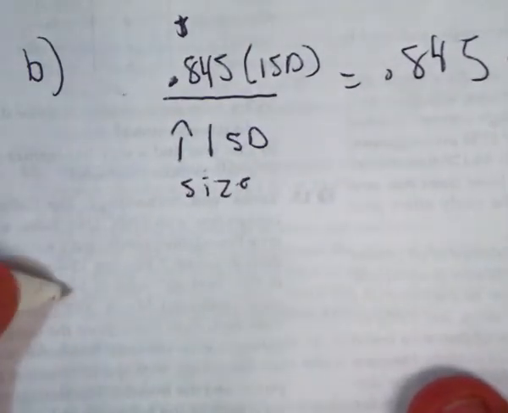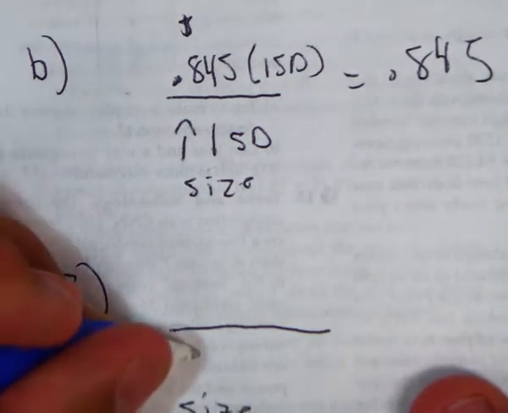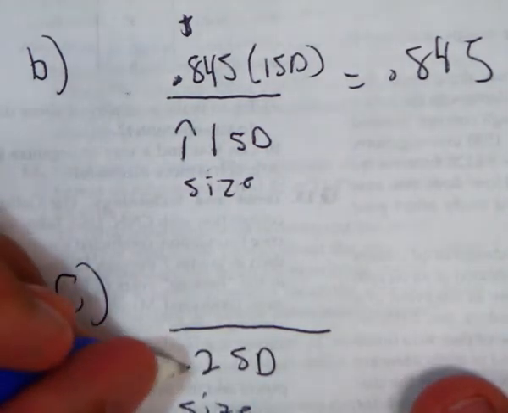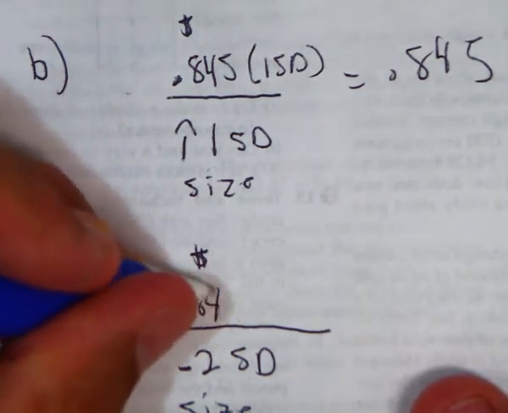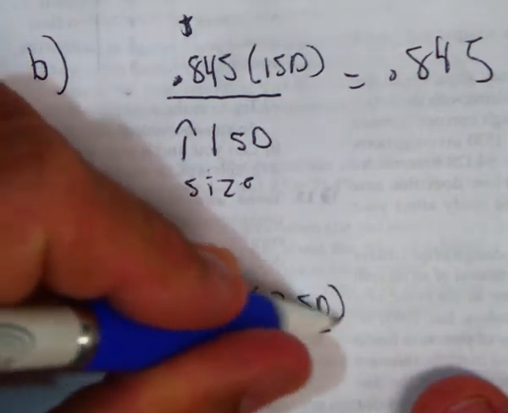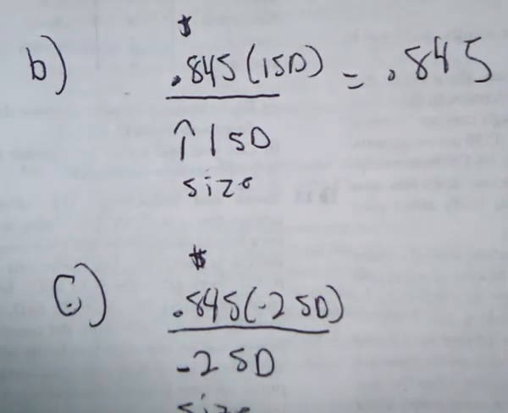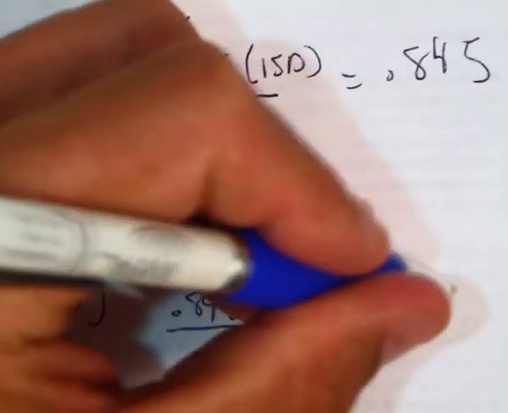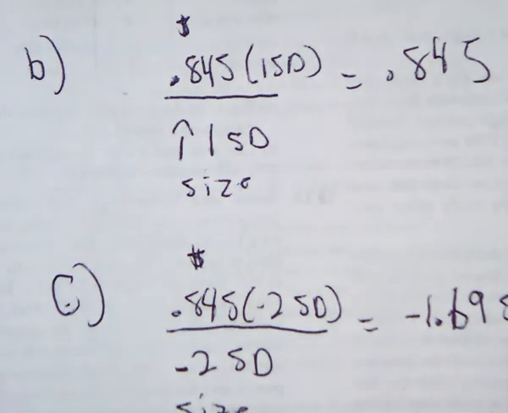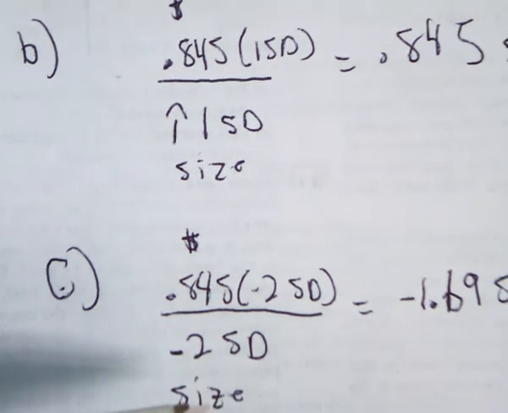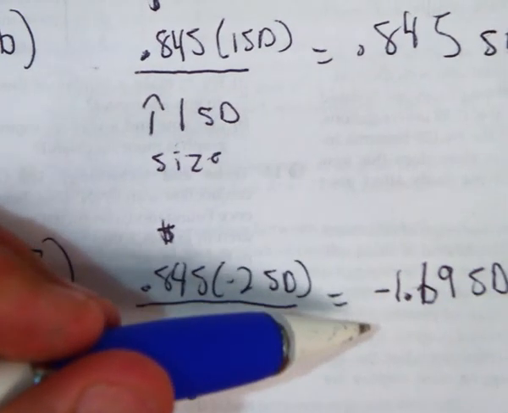In problem C, if size is 2 standard deviations below the mean, so we'll make that negative, then we'd expect price to be 0.845 times negative 2 standard deviations. And if you multiply 0.845 times 2, you get negative 1.69. So we would expect, if a house is 2 standard deviations below the mean in size, we'd expect it to be 1.69 standard deviations below the mean in price.